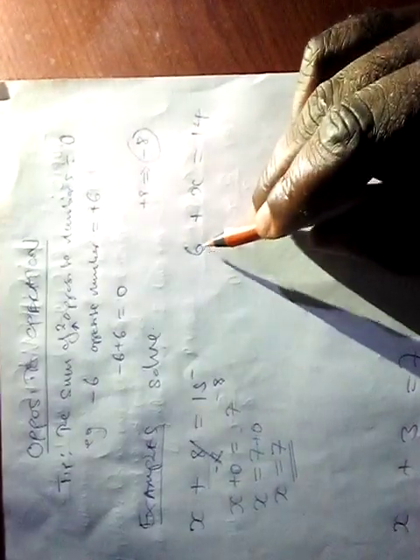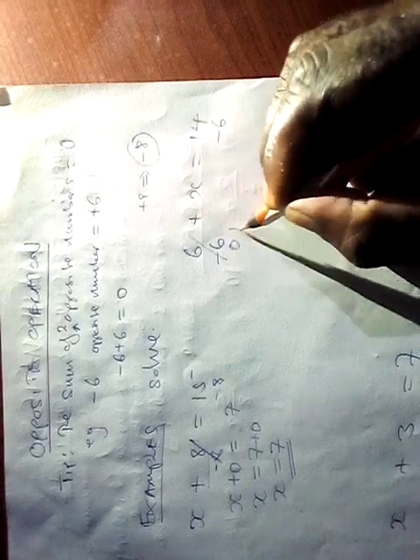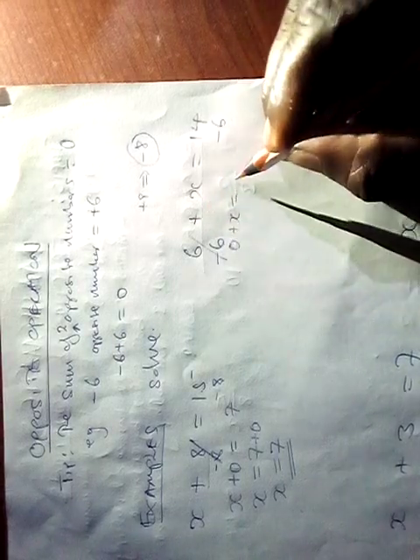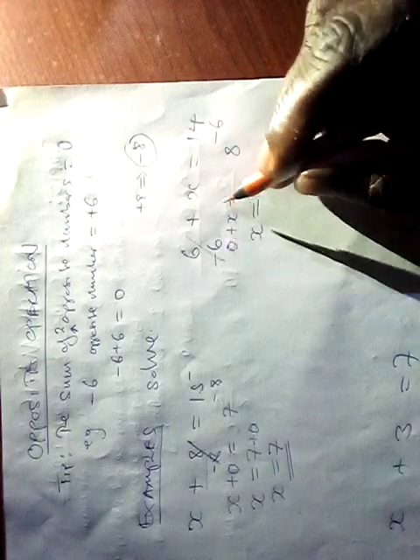We come to this. What's the opposite of 6? It is -6. So -6 here, and also -6 here. So 6 minus 6, that is 0. So we remain with 0 + x = 14 - 6, that is 8. So in this case, x = 8, because even if you leave the 0, it has no impact. So that is it. We do more examples.